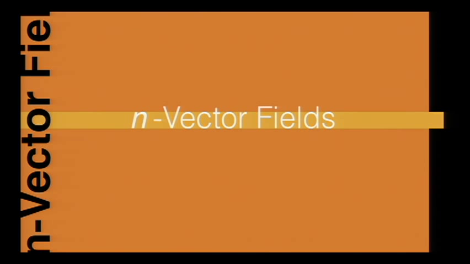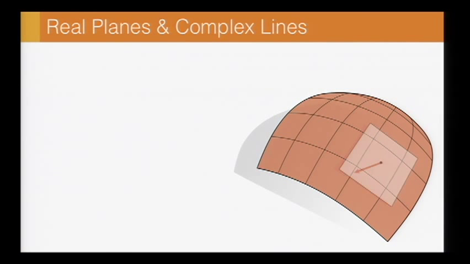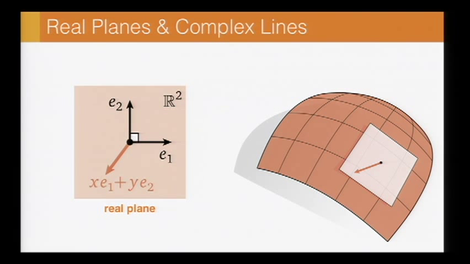So the first question we have to answer here is, how do we represent n vector fields on surfaces? And typically we think of a tangent plane on a surface as a copy of the real plane R2, where every vector can be expressed as a linear combination of two bases. But we can also think about this in terms of the complex numbers, where every vector can be expressed as just a single complex coefficient times a single basis vector.